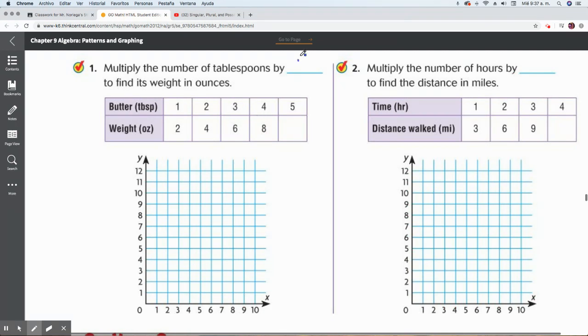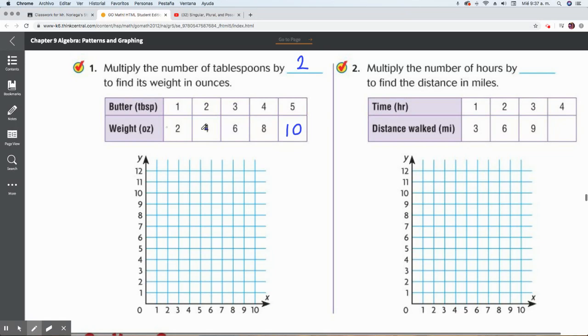So what is 5 times 2? 5 times 2 equals 10. Okay, and then we need to plot our points. We don't have to draw or write ordered pairs. We already know that the relationship of the ordered pairs would be to take the number of tablespoons and relate it to the number of ounces, to its weight. So 1, 2. The top number will always be the first number, and the second number would be the numbers that are on the bottom line.